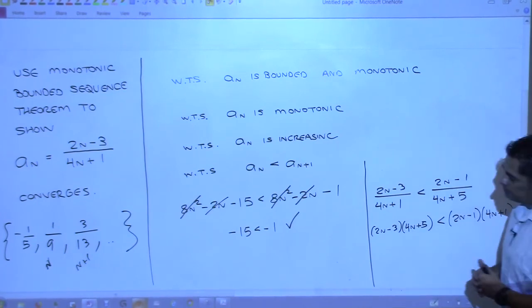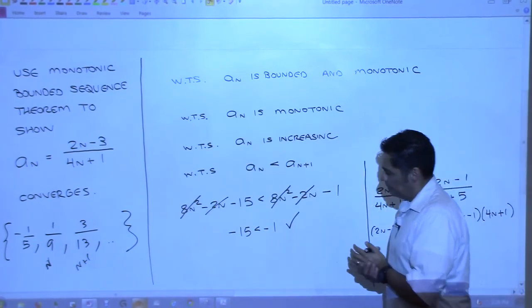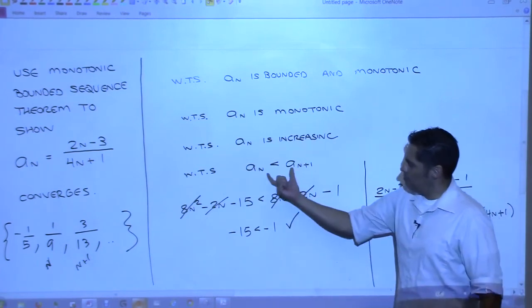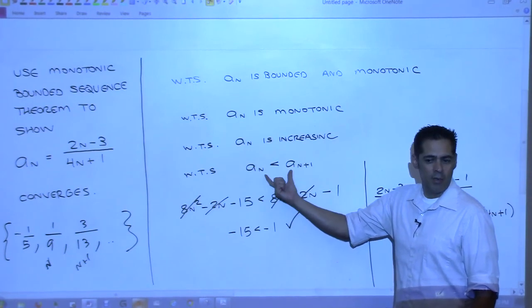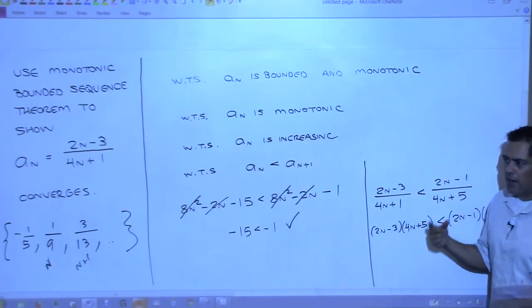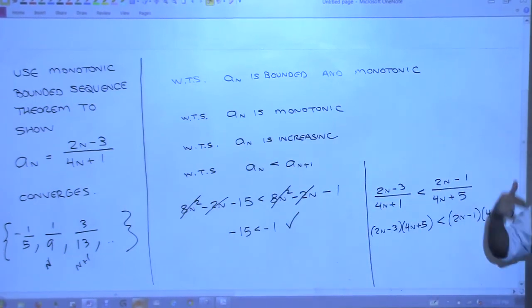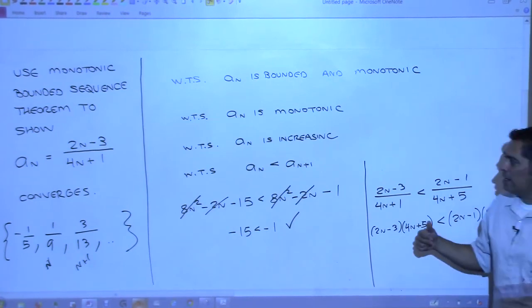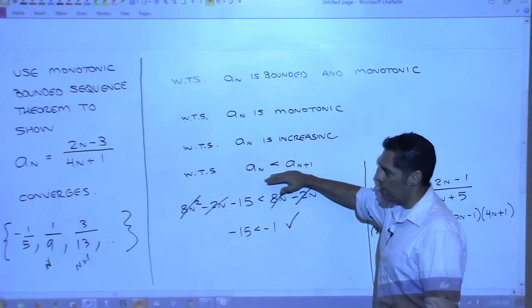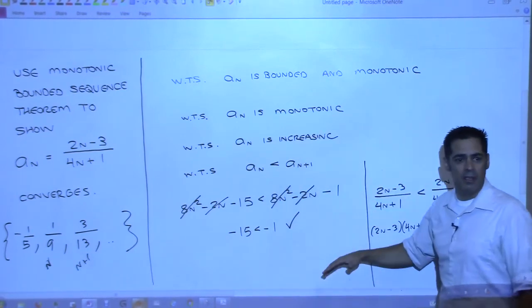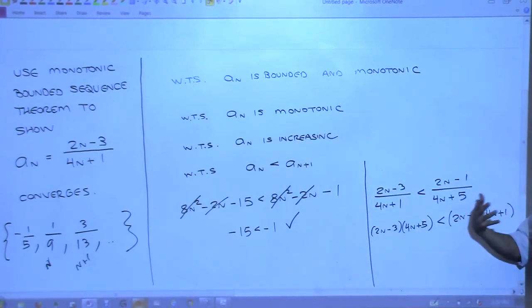Therefore, my assumption that it was increasing is true, right? So we're done. We have shown that this sequence is bounded, which required showing it is bounded above and below. And then we show that it's monotonic increasing by showing that this inequality was true. And there's no shortcut around it; that's the way we would have to do it if you're trying to use the theorem to show something.